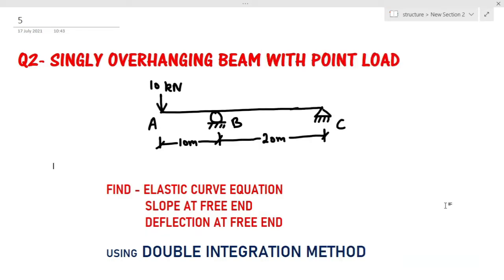In this problem we have a singly overhanging beam, and this is the overhang portion AB. In this beam we are going to find the elastic curve equation, the slope at the free end A, and the deflection at free end A by using the double integration method. This question is a little bit different from the previous one which we solved in our previous video. So let's get started with the solution of this problem.